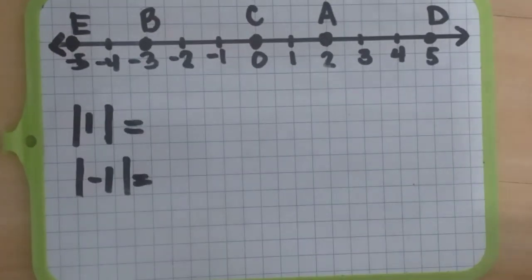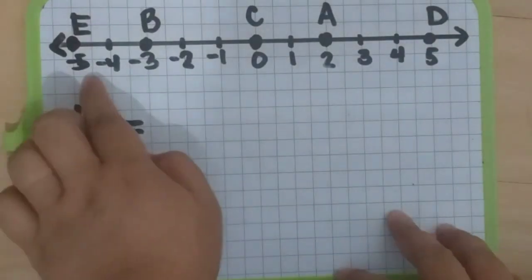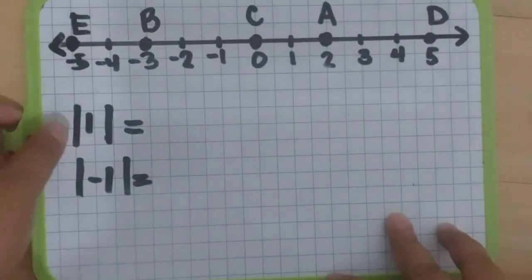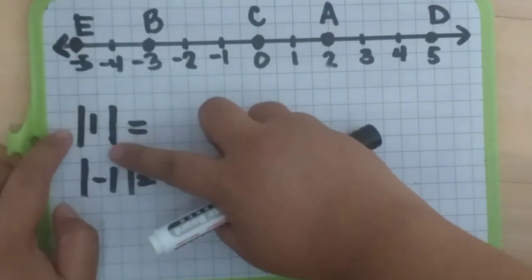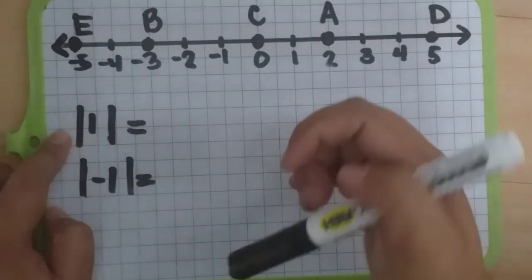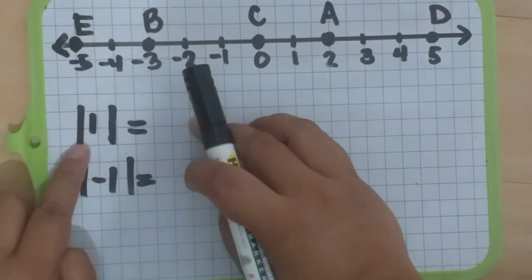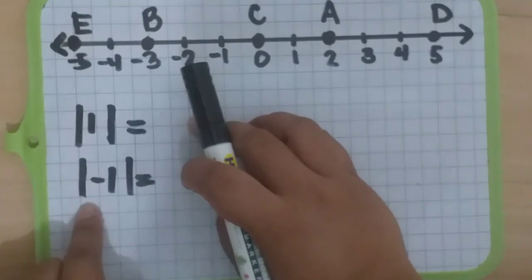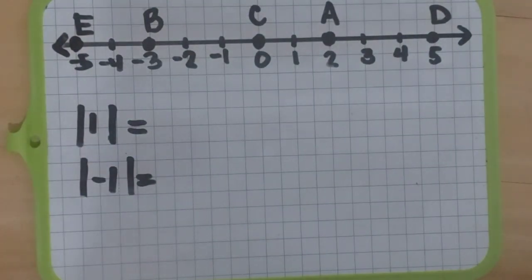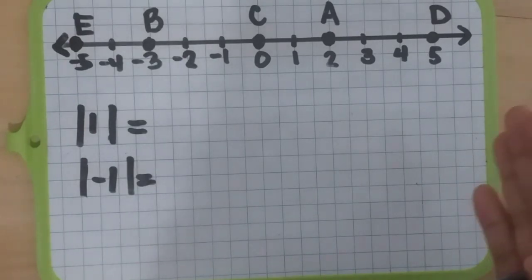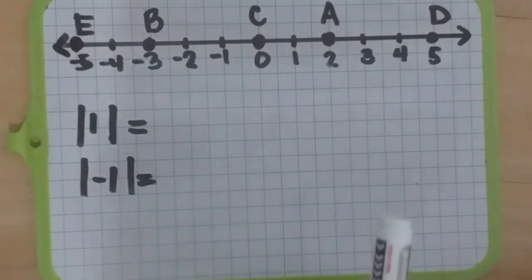Ang susunod naman nating pag-uusapan ay ang absolute value. So, we have here the number lines and I have here two givens. Ang tawag dito sa dalawang linya na to, sa symbol na to, ay absolute value. So, kapag binasa natin to, ito ay absolute value of 1, absolute value of negative 1. So, remember, ang absolute value ay tumutukoy sa distansya. Disregard ang direction kung papunta sa kanan, kaliwa, pataas, or pababa.